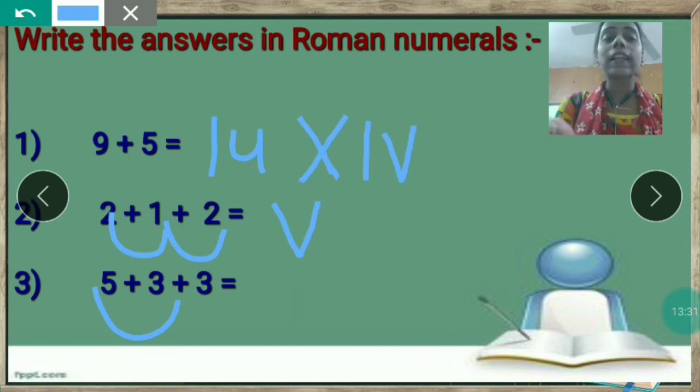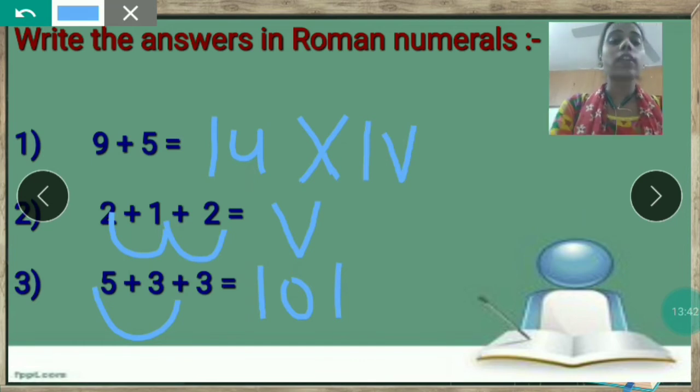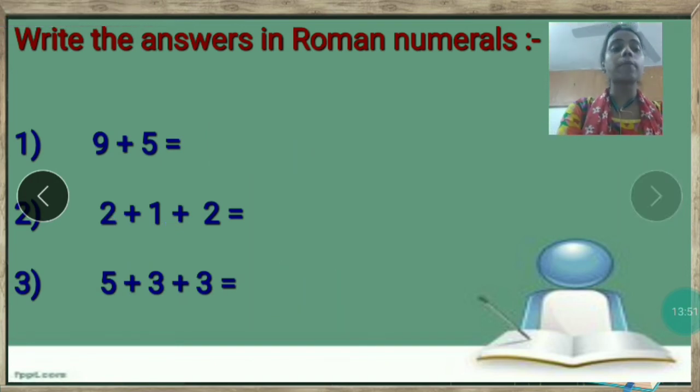So, how will we write 11? We will write 10 plus 1. So, in Roman, how can we write 11? We will write here, students, X, I. Okay, what will I write? I will write here X, I. So, let's write here X, I. Clear? Now, move to the next examples.